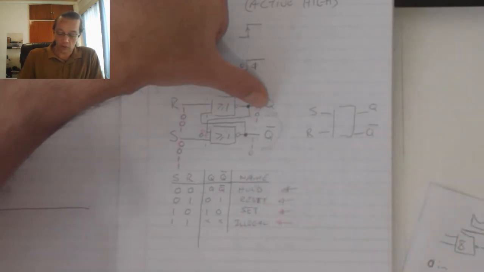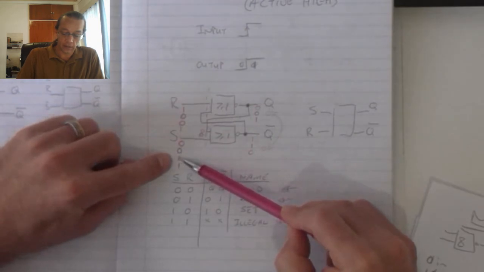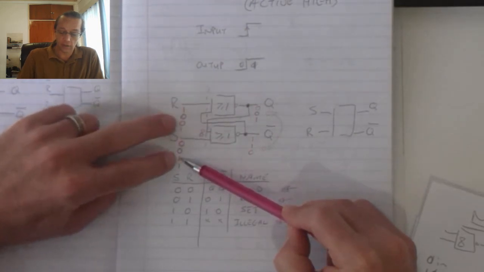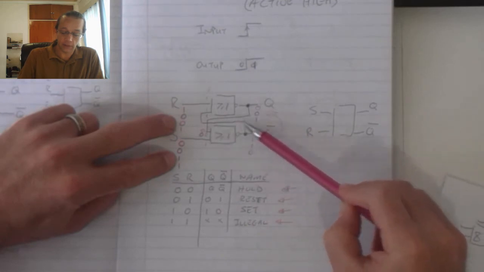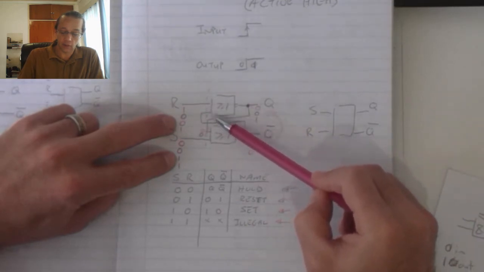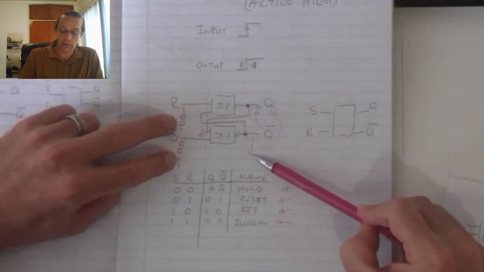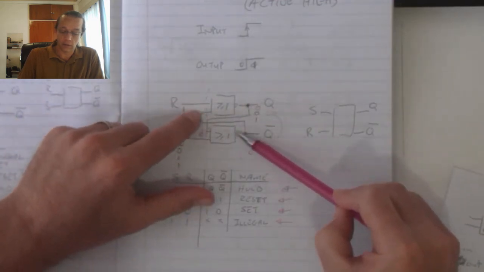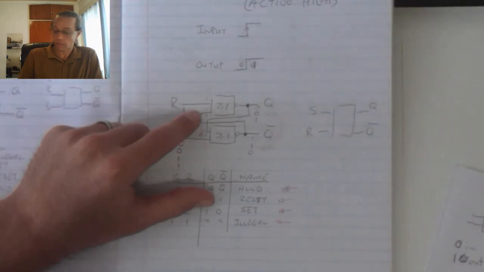When I change my inputs to 0 there and a 1 there, that 1 still feeds back there, that 0 still feeds back there, so this 1 and that 0 will turn that into a 0, and that 1 with that 0 will turn this one into a 1. That is my reset state.